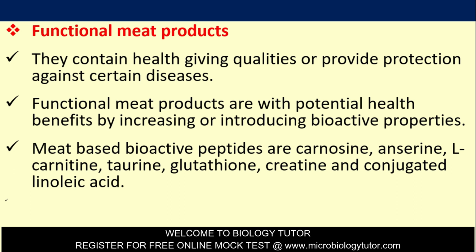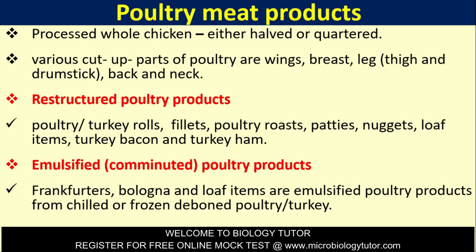tissues. Functional meat products. They contain health giving qualities or provide protection against certain diseases. Functional meat products are with potential health benefits by increasing or introducing bioactive properties. And the third one, meat-based bioactive peptides are carnosine, anserine, L-carnitine, taurine, glutathione, creatine, and conjugated linoleic acids.